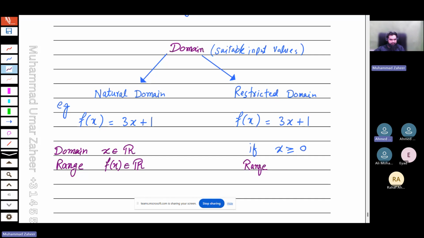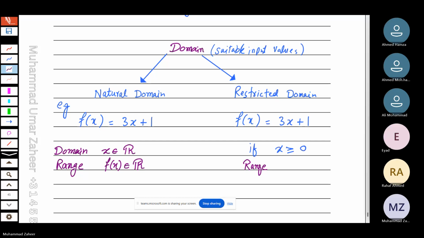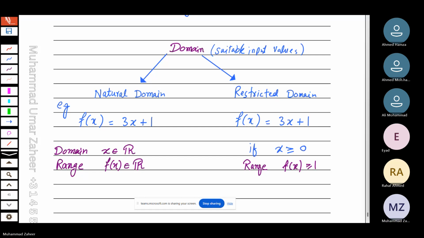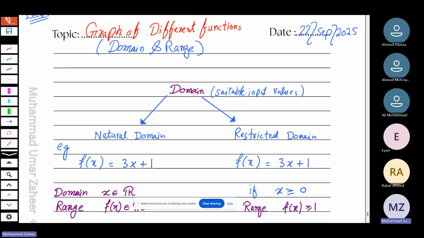What will be the range of this function? f of x greater than or equal to. Yes, you are going to get the range will become f of x is greater than or equal to 1, because if you substitute 0, it will be 1. If you substitute 1, it will be 4. And in the same way, as you increase the value, you will get the answer. So that's why it is known as restricted domain. I'm just going to recall these things. Now, you have to go for the main topic that is the graph of functions and their domain and range.